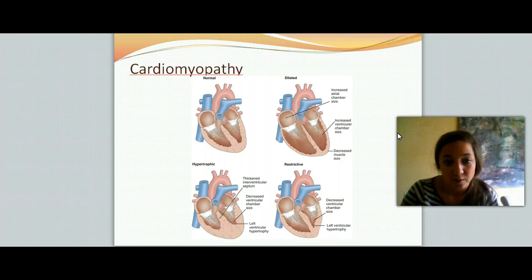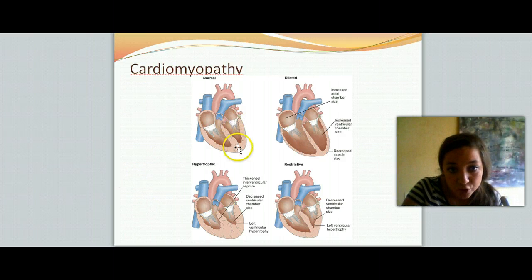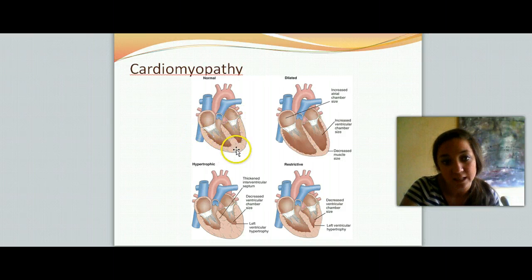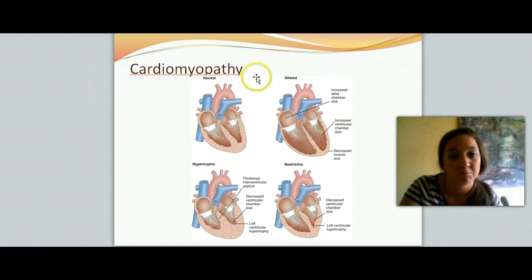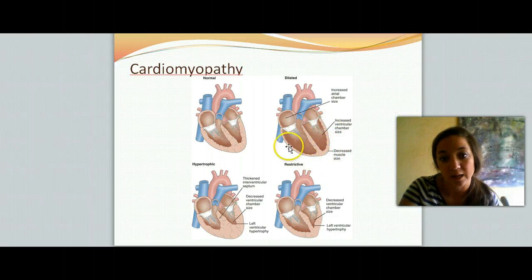So here's the pictures. Okay, here's a normal heart. See how the heart muscle is good? It's an even, proportionate, nice, steady muscle size. Okay, here's dilated. This is where the muscle is way too thin. Okay, it's not going to be strong enough or thick enough to be able to force out the blood.